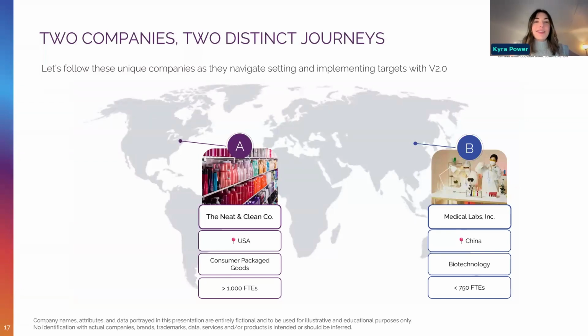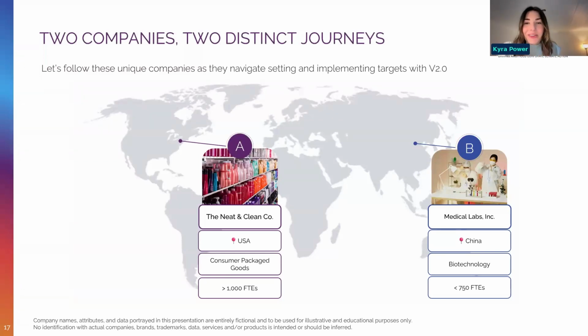All right, so let's look at two companies. One we've defined as category A, the other as category B. Let's look at how they might navigate setting and implementing targets with version 2. Please note, very importantly, these are entirely fictitious and any resemblance to real companies is absolutely unintentional. And if absolutely needed, please direct your legal officers to the footnote saying as much in case you do recognize yourself in either one of these companies.